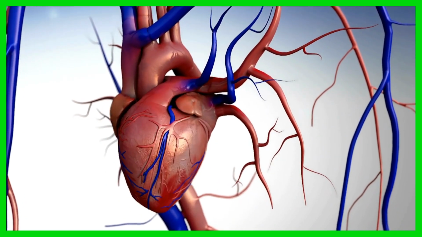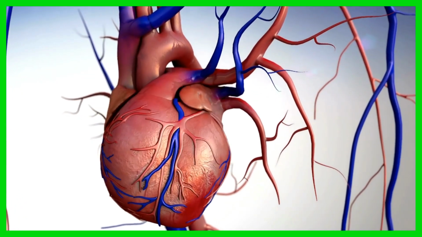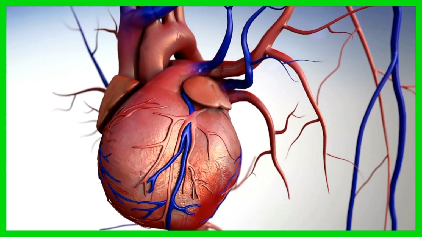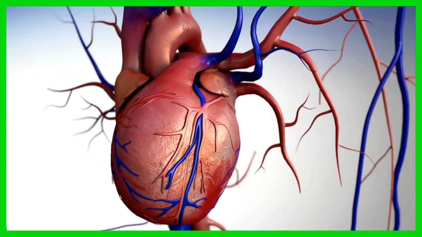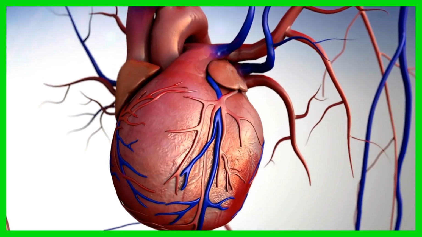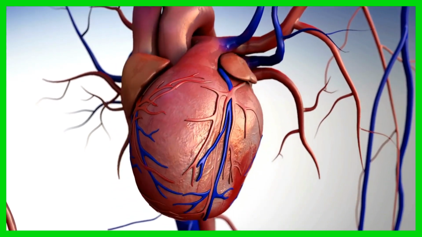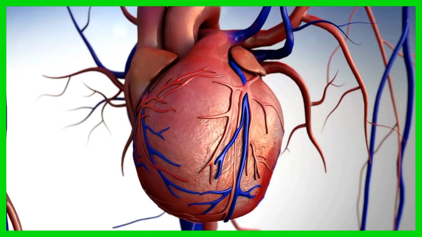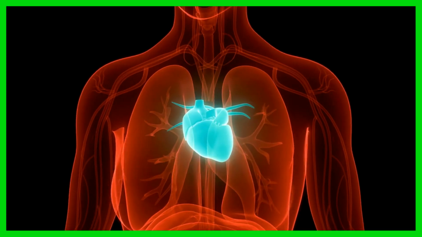Cardiac function. The cardiac cycle involves systole, contraction, and diastole, relaxation, of the heart chambers. During ventricular systole, blood is pumped out of the ventricles to the lungs and body. During diastole, the heart chambers fill with blood for the next cycle.